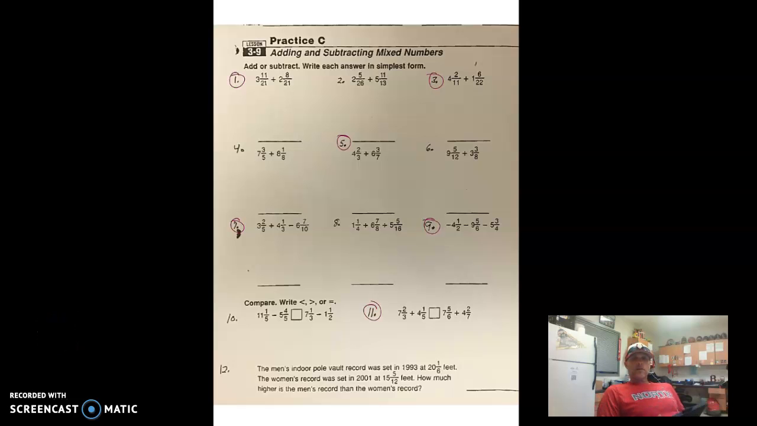Here's your assignment, adding and subtracting mixed numbers. You're just doing the odd numbers: 1, 3, 5, 7, 9, and 11. It's not very bad because you should be doing this on a Monday or a Tuesday, I believe.